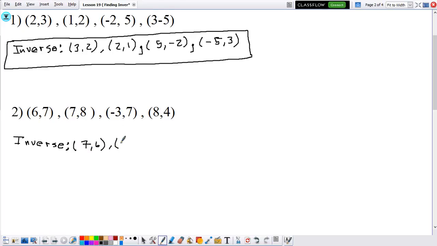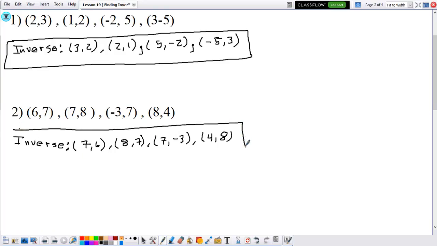Second one is 7, 8. So that means that my inverse is going to be 8, 7. And so on. All we're doing is just flipping the coordinates, because this is what an inverse does. It just gives you the opposite. It gives you where the y value comes from. And when we talk about coordinate points, we just flip them.